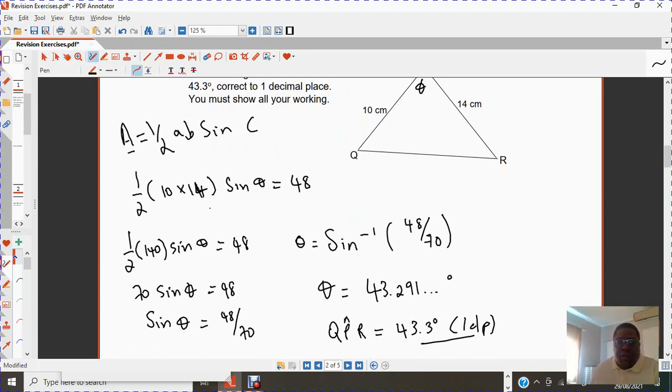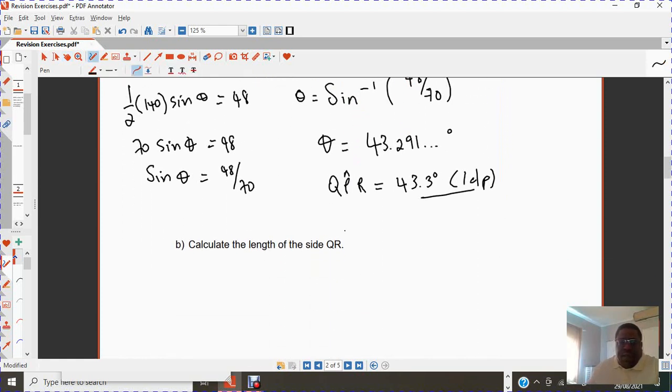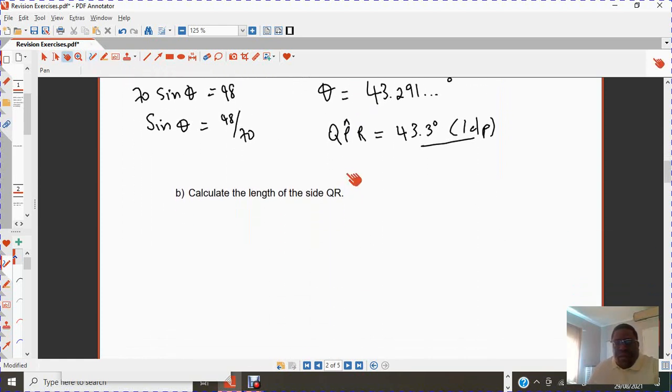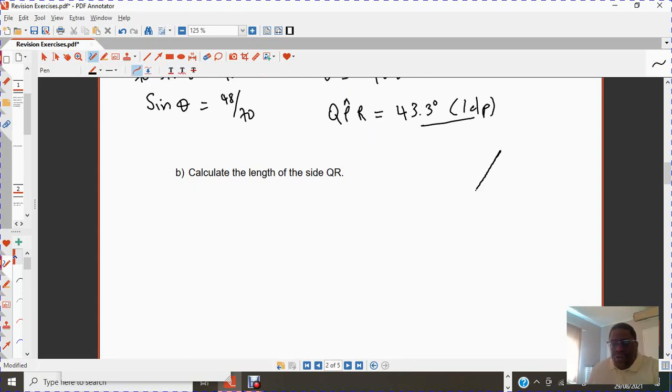So you get marks for working, for applying the correct formula and that kind of stuff. They are saying we're supposed to calculate the length of QR. So let me just quickly draw roughly how the triangle is. It's just a rough sketch. So our QR was here. That's what we are supposed to find.